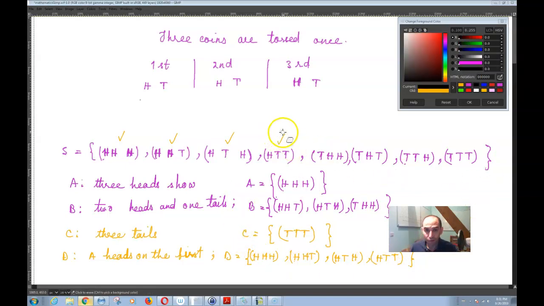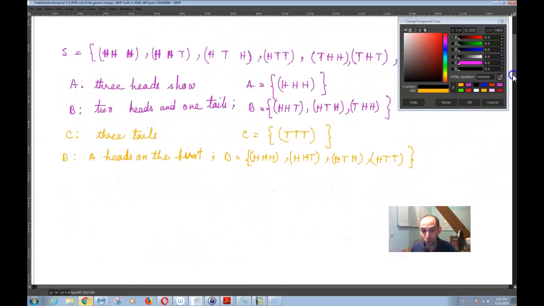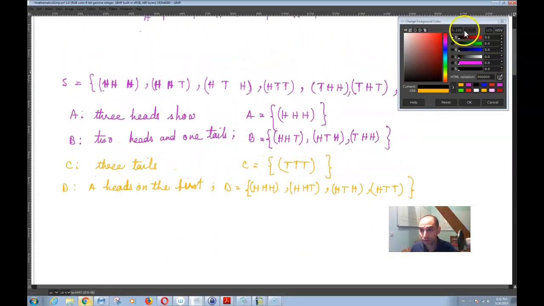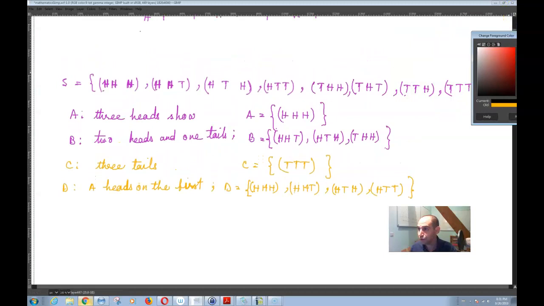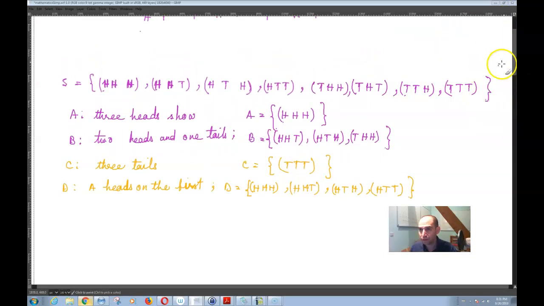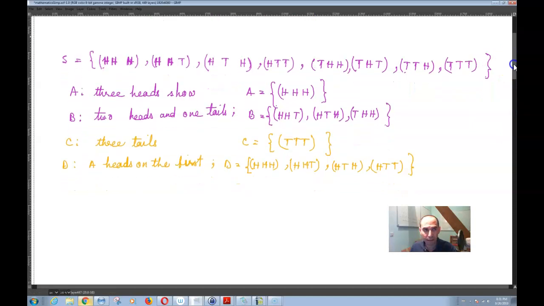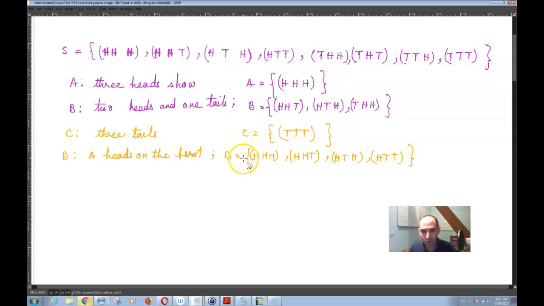So that's basically all the events that we have related to this sample space. Now we want to know which events are mutually exclusive. Mutually exclusive events are the kind of events where the two events cannot happen together, meaning that there is no outcome in your sample space that can ensure the occurrence of both the events together simultaneously.